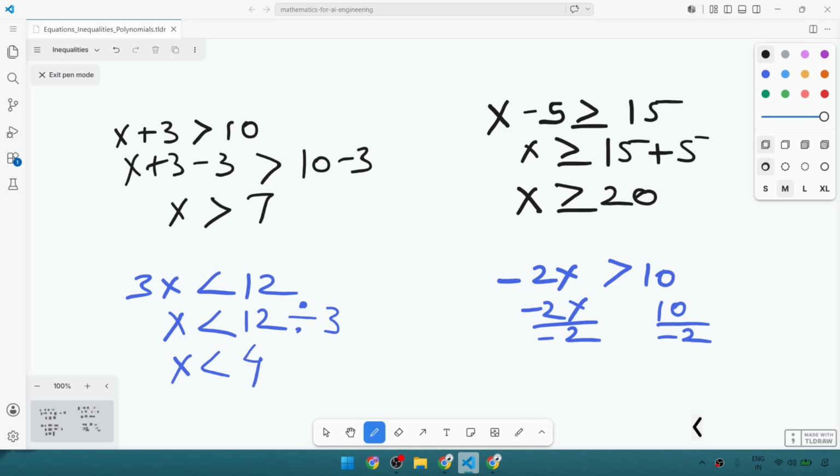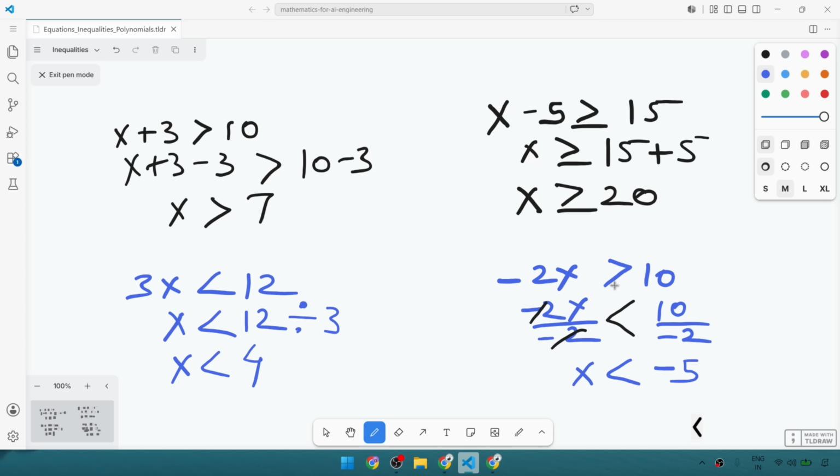So here this minus 2 and minus 2 will get cancelled out. So we will get x alone. And at this side, 10 divided by minus 2 is going to be minus 5. And as I told you, when we are multiplying or dividing by a negative number, we need to reverse the inequality sign. So previously it was minus 2x greater than 10, but when we divide by minus 2 at both hand sides, we need to reverse it. So in place of this greater than symbol, we will have less than. So what is the final answer? We get x is less than 10 divided by minus 2, which is minus 5.